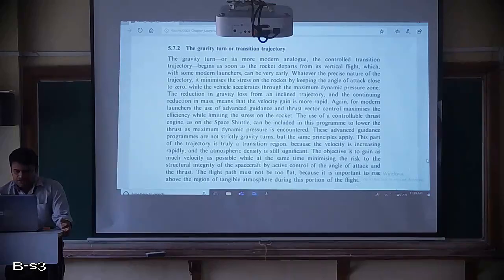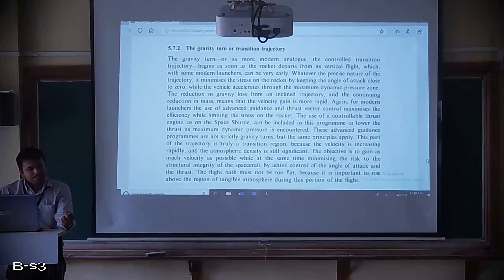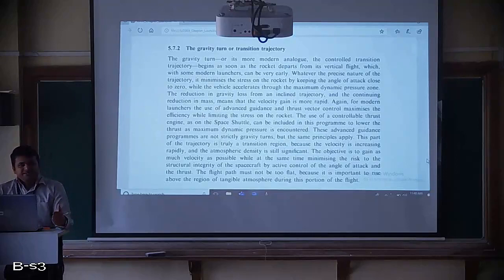So here our objective is what? To gain as much velocity as possible, and at the same time minimize the risk to the structural integrity of the spacecraft by active control of the angle of attack. Okay, and thrust. If you control the thrust and the angle of attack, we can gain more velocity here, as well as limit the stress acting upon the rocket structure, so that it cannot destroy the structural integrity of the spacecraft.